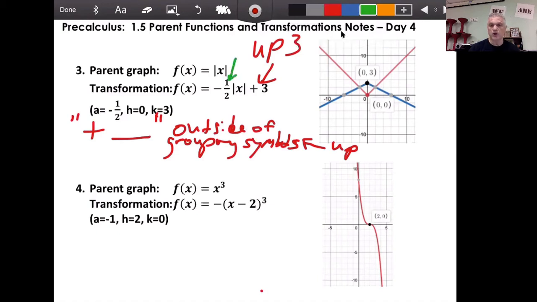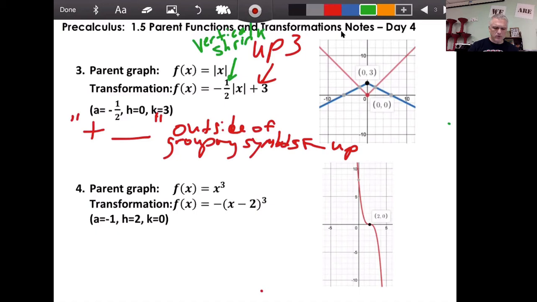that 1/2. Now notice, 1/2 is between -1 and 1. Its absolute value is not greater than 1. So it does not vertically stretch. This is actually a vertical shrink. It got smooshed and wider, because of the vertical smoosh. Horizontal is going to get wider. So it is shrunk by a factor of 1/2.